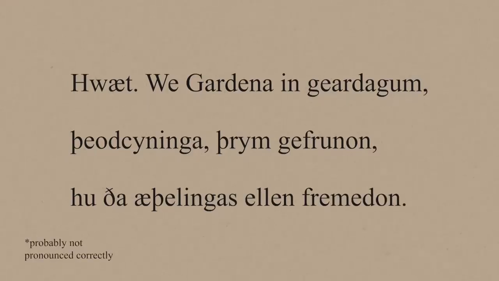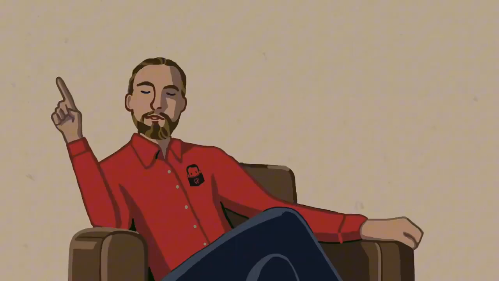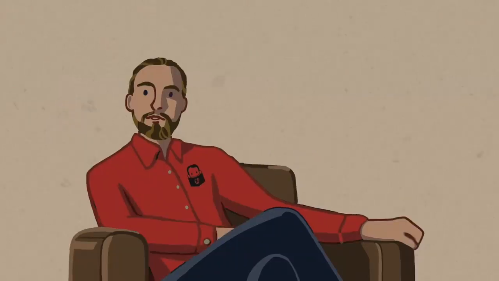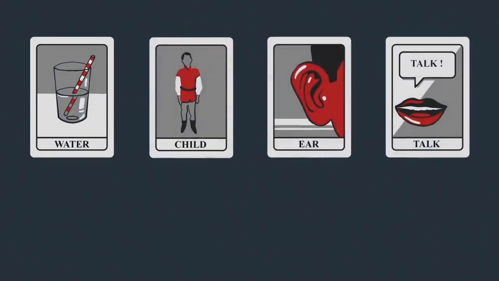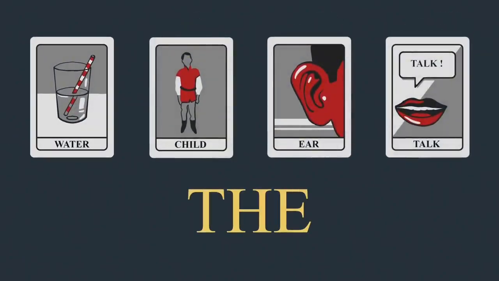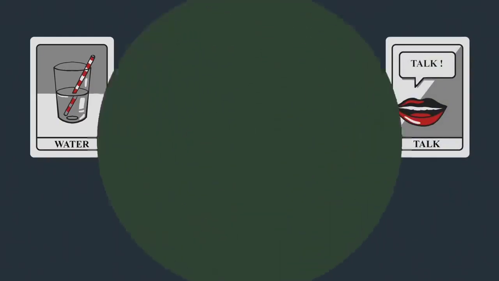So, I assume you understood none of that. Not to worry, no modern English speaker would be able to understand. It's so old and English has evolved so much that it may as well be a foreign language. While not understandable today, half of our most commonly used words come from this Anglo-Saxon tongue. Words like water, child, ear, talk, and the. Basically, most short, simple words come from this Old English language.